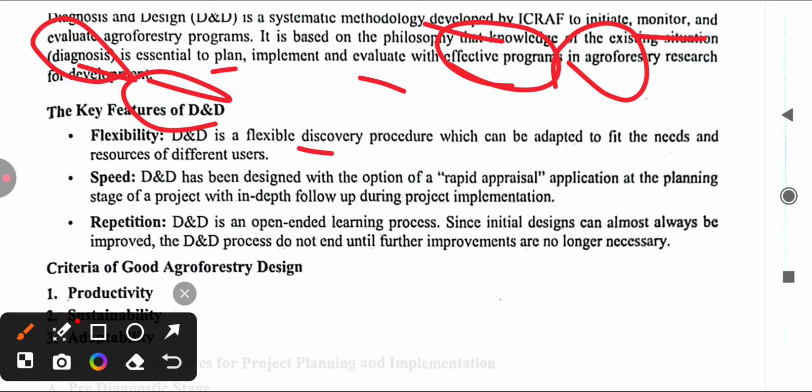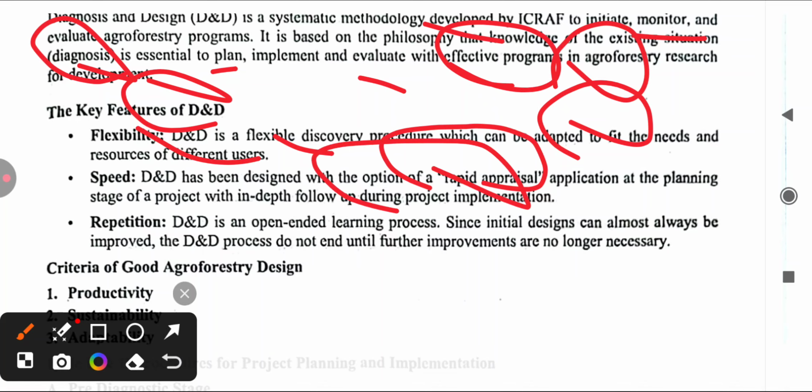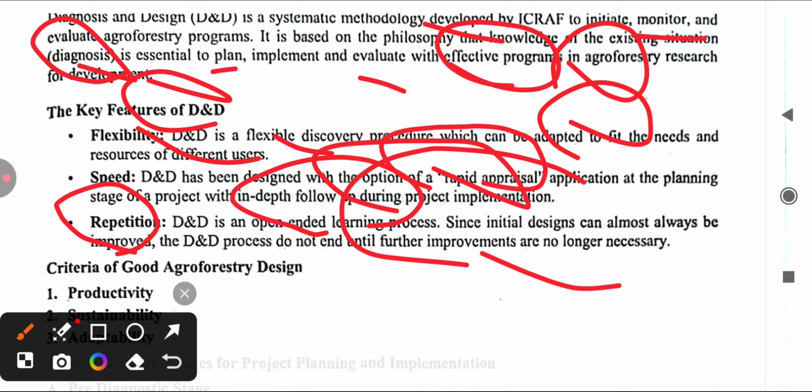Flexibility: D&D is a flexible discovery procedure which can be adapted to fit the need and resource of different users. Speed: D&D has been designed with the option of rapid appraisal, application at the planning stage of project with in-depth follow-up during project implementation. Repetition: D&D is an open-ended learning process since initial design can almost always be improved. The D&D process does not end until further improvements are no longer necessary.